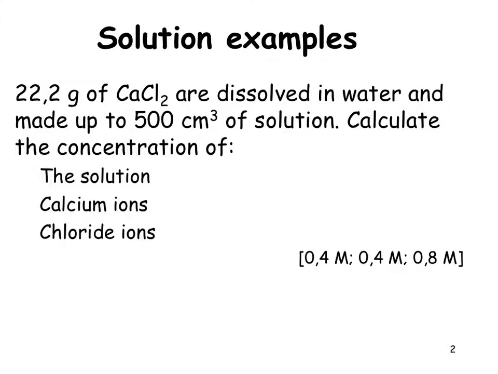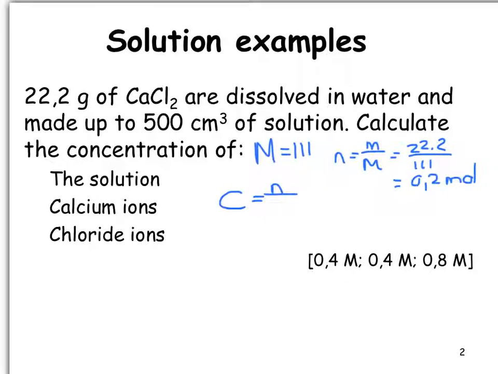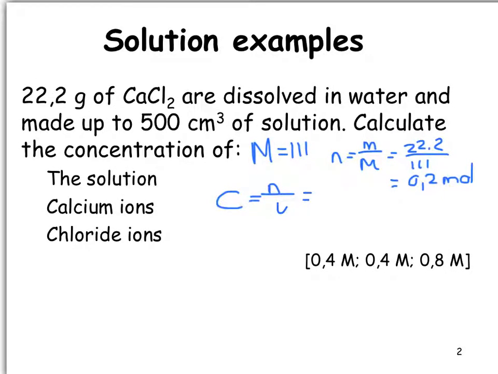Now we've got the sample of calcium chloride. We need to get the molar mass of calcium chloride. Molar mass is equal to 40 plus 35.5 plus 35.5, so it's 111. Number of moles is equal to mass over molar mass. It's 22.2 divided by 111, and we get 0.2 moles. Concentration is number of moles divided by volume. So I land up with 0.2 divided by 0.5, and that gives me 0.4 moles per cubic decimeter of the whole solution of calcium chloride.